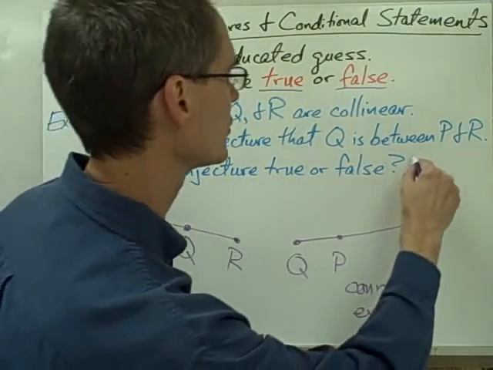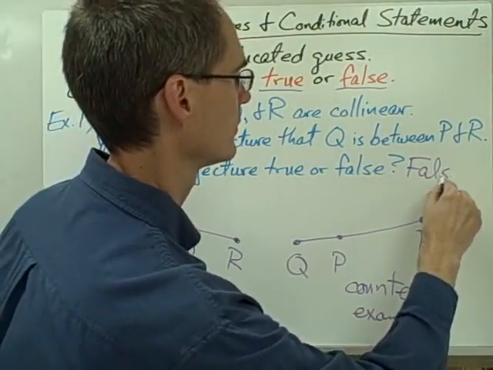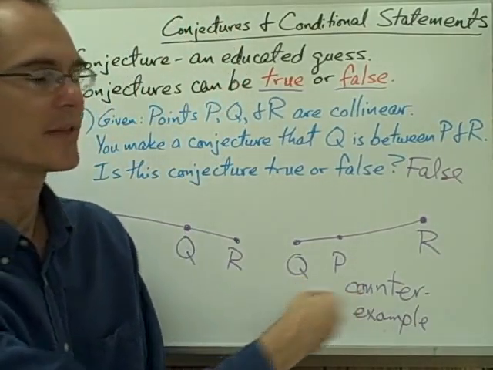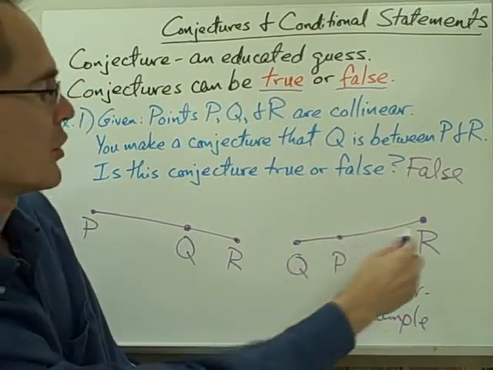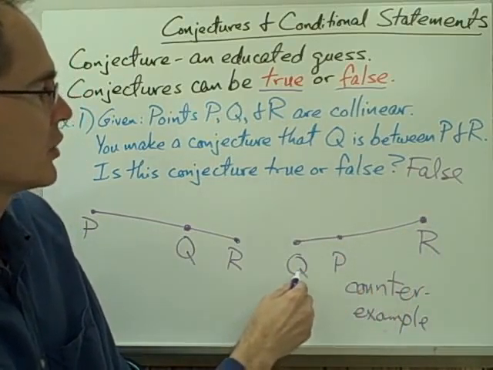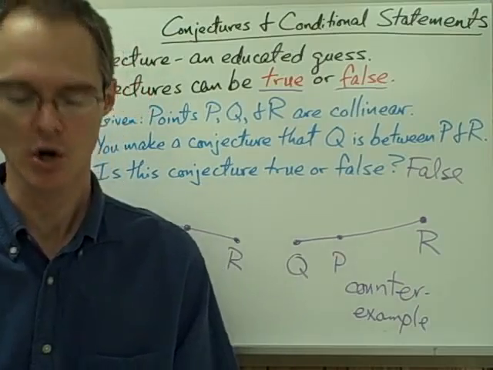So this conjecture is false since I've come up with a counterexample. I've come up with a picture that shows 3 collinear points, P, Q, and R, and yet Q is not between P and R.